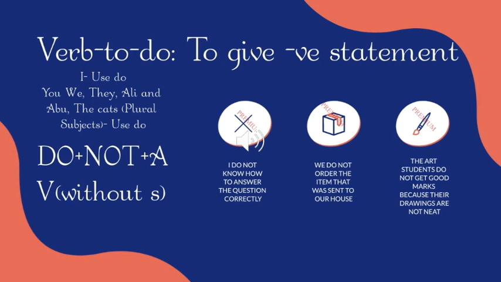For example, when you use I, you use do. Okay, I do. If you use you, we, they, Ali and Abu, the cats are the plural subjects, we also use do. And for this one, we use to give negative statement. What is negative statement? When you want to use action verb, but to tell that you are not doing something. Okay, for example, I do not know. I do not know how to answer the question correctly.